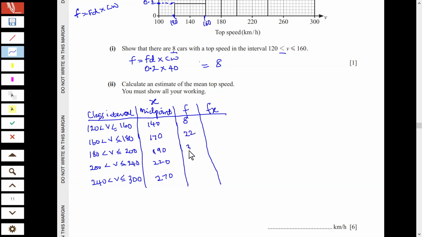We're going to get 36. We're going to get 64. And we're going to get 30. Now, fx means multiplying the frequency by the midpoint. 8 times 140 will give us 1120. Here we're going to have 3740.